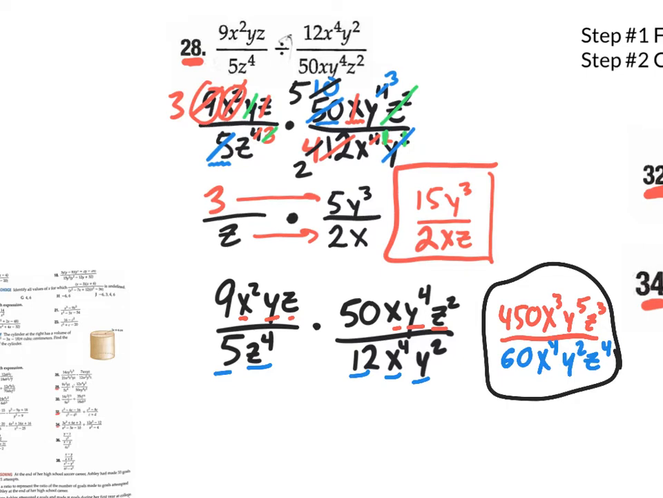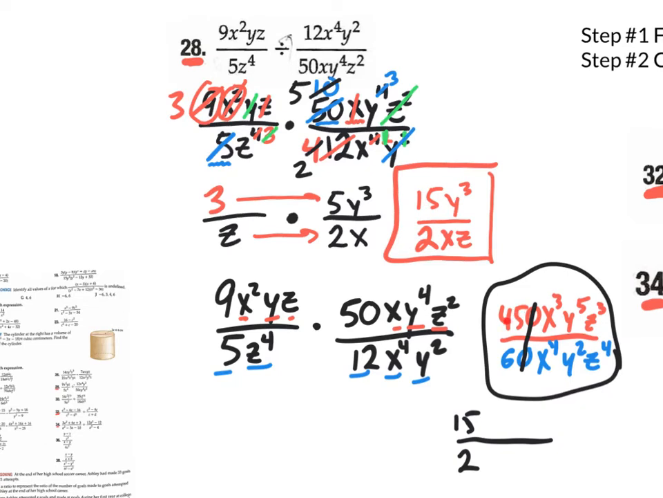Let's see how this goes. Well, the 450 over 60, you could immediately cancel out the zeros, making it a 45 over a 6. And if you reduce 45 by 3 and reduce 6 by 3, you'll get the 15 over 2 that you have up here on the original, or on the answer the first time we did it. Okay.